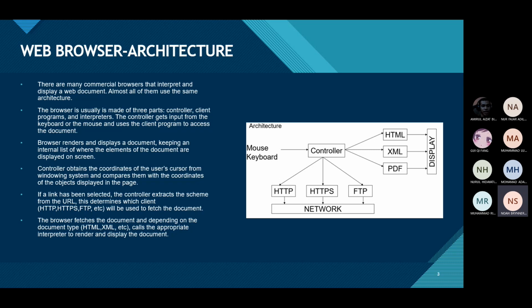So here from the network, it goes to HTTPS and FTP, and the client program will determine which protocol it's using, and then it will send that to the controller, and the controller will use that information to determine which interpreter will be needed to translate that data into HTML, XML, or PDF to your browser.